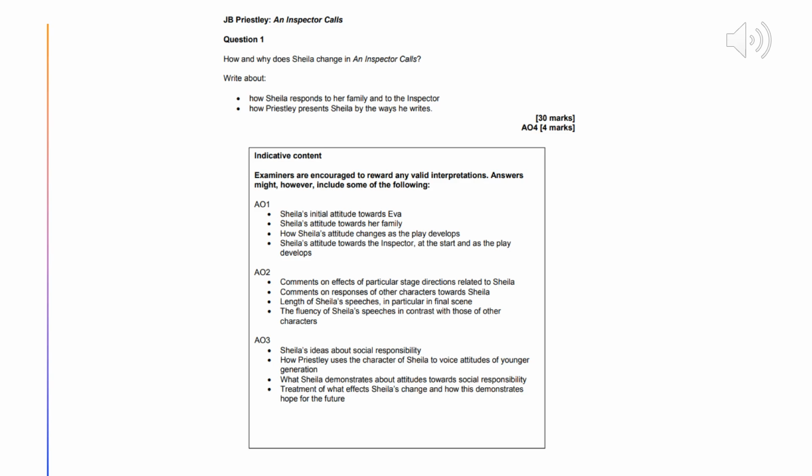Underneath that, you've got something called the indicative content. Now, whilst you won't get this in the actual exam, you might have seen this in class or if you've looked at any mark schemes in the past. It basically tells you what you could include to hit each of those assessment objectives and to get the required marks to get the grade you deserve. Let's look at that in a little bit more detail.